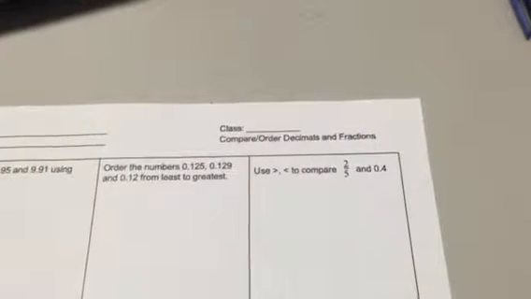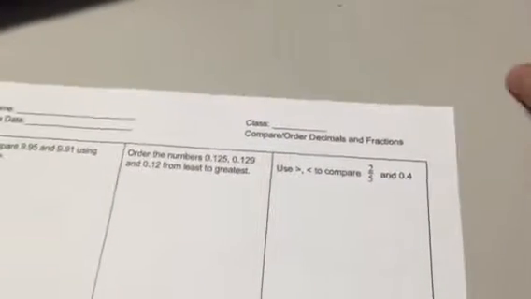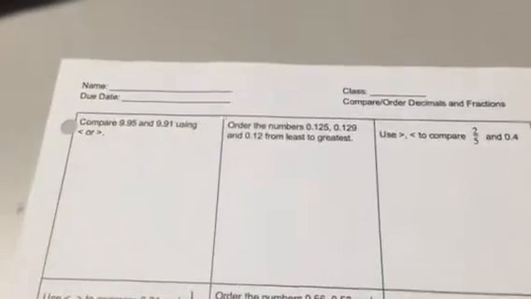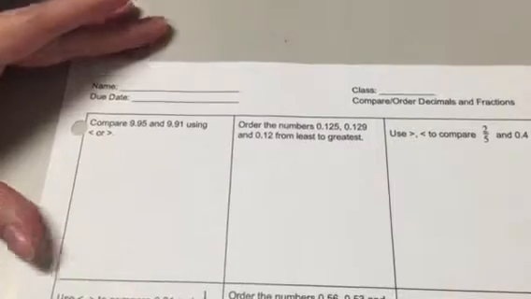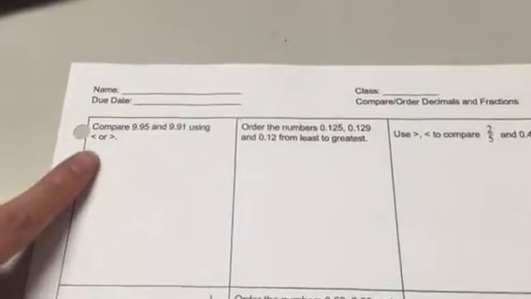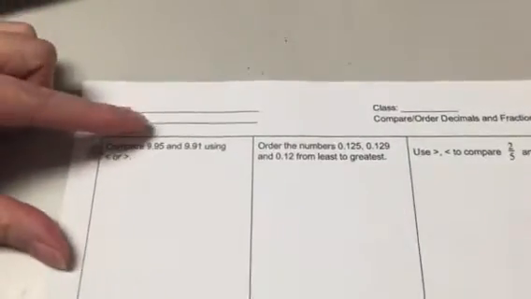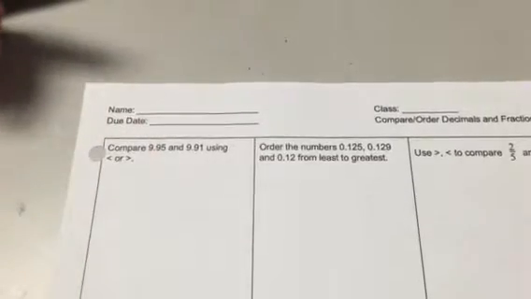Okay, this is the compare and order decimals and fractions homework. Take a look at the first one. It says to compare 9.95 and 9.91 using those inequality signs. Well, when I'm doing decimals, I like to think of them as money.